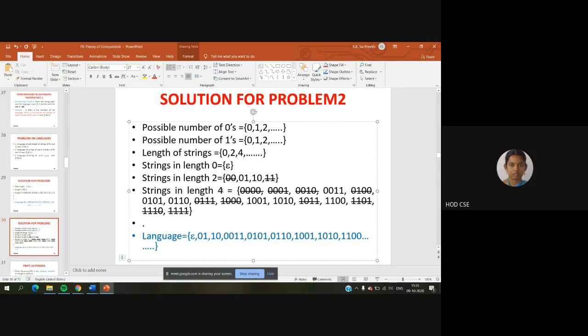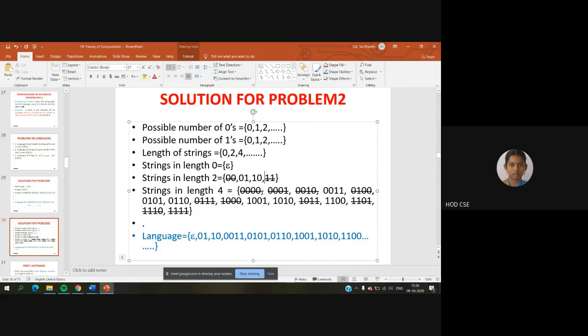Strings in length 4. How many strings can I write in length 4? 16 strings. Why 16? There are two input symbols, zeros and ones. 2 power 4 is 16. So 16 combinations of zeros and ones I can write here. And for every length 4 string, I have to check the membership. Why membership? Because there is a constraint given in the language. The language should consist of equal number of zeros and ones.